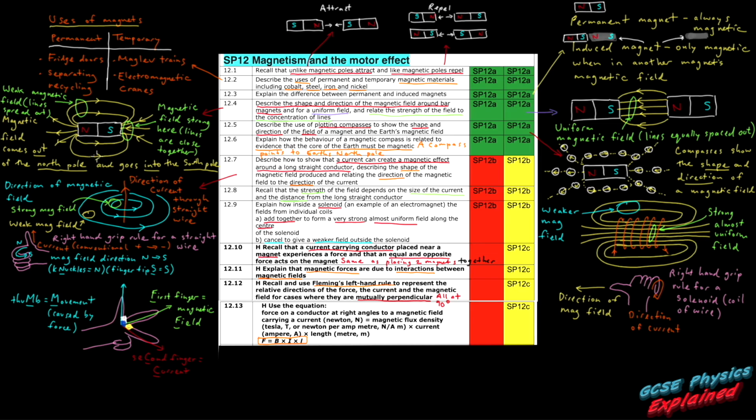We represent the strength of the magnetic field by the lines. And the magnetic fields come out of the North Pole and go into the South Pole.